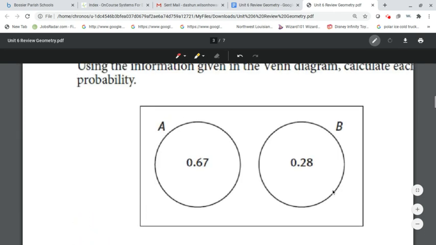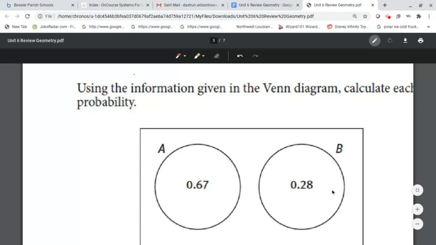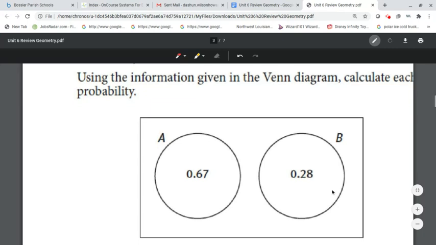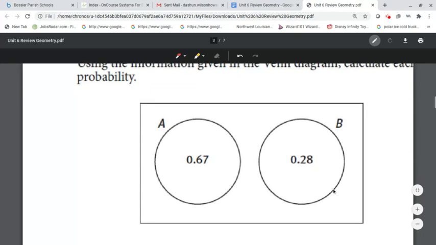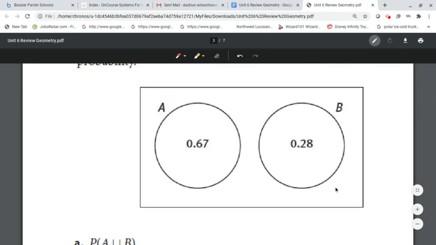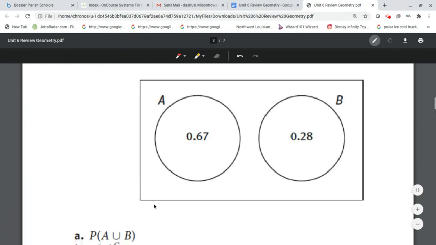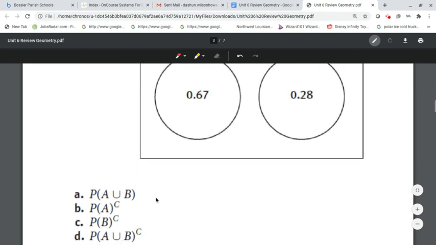All right, so use the Venn diagram to find the probabilities. If you notice, they do not overlap, which means that they are mutually exclusive, which means that A and B cannot happen at the same time. So anytime that you have two circles like this, that means that the two events cannot happen at the same time. So A union B, you will just add those two together. So you will do 0.67 plus 0.28, and that will give you that answer.